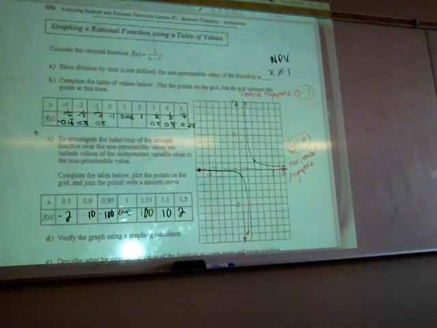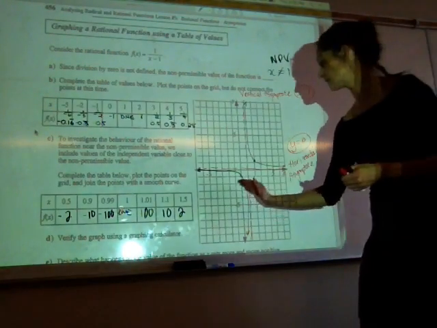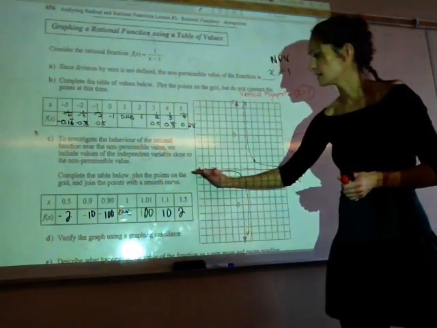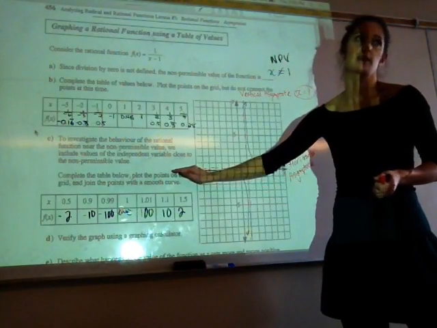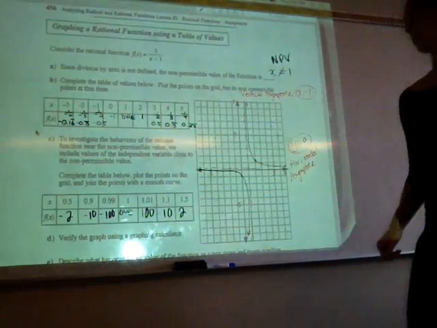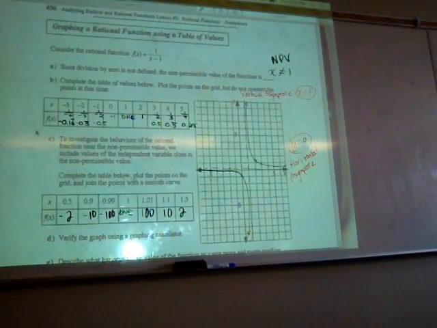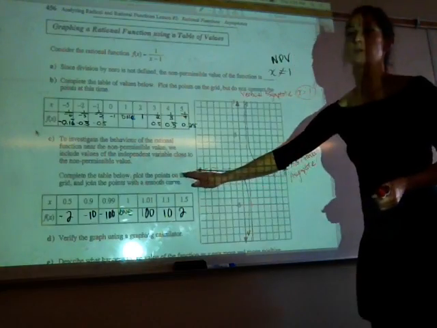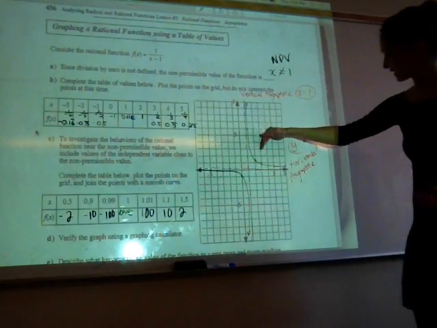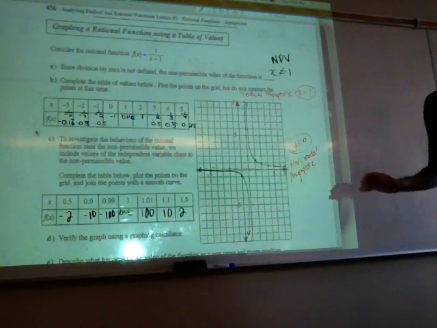Question F. Describe what happens to the value of the function as x gets more negative. Again, it's approaching that horizontal asymptote. As it gets negative, it's getting closer and closer to the x-axis, y equals 0. So basically, E and F are the same thing. No matter which way you're going, as x gets more negative, you're approaching that x-axis. As x gets more positive, you're approaching the x-axis.